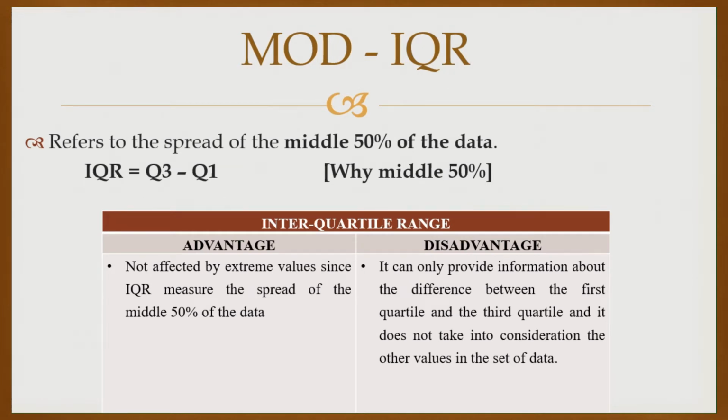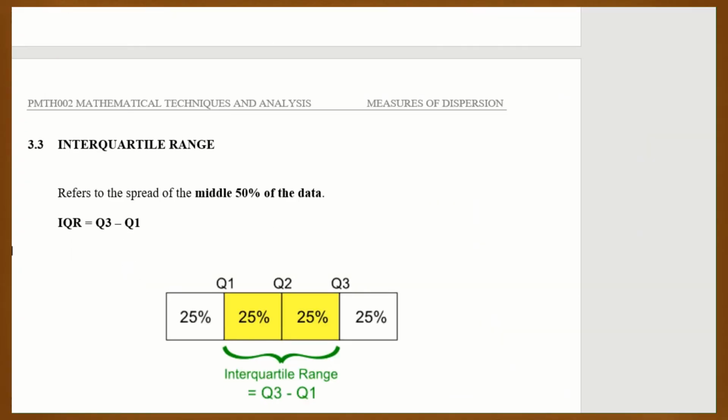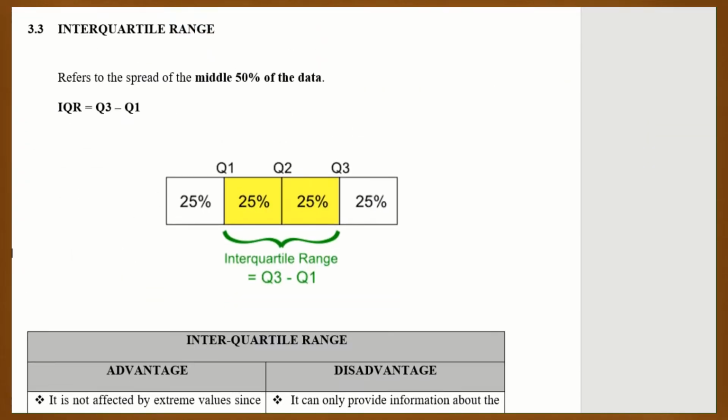IQR, in other words, is interquartile range. Show it to you. So this is what we are looking at. What does interquartile range do? It refers to the spread of the middle 50% of the data. You know why or not? Actually, what we are doing is this.